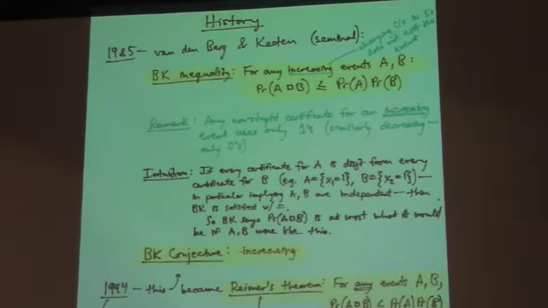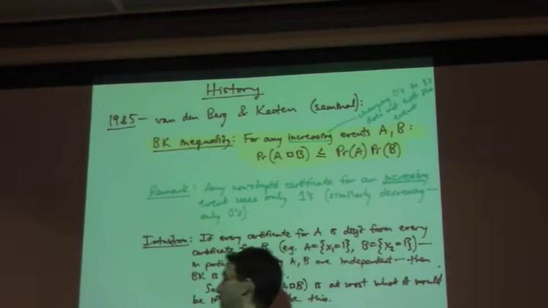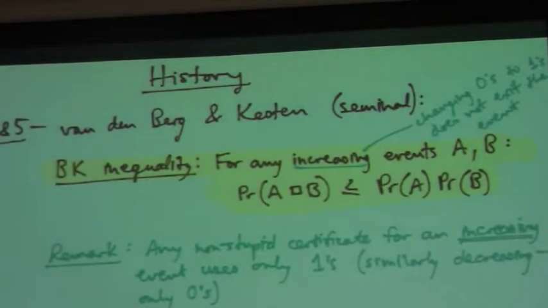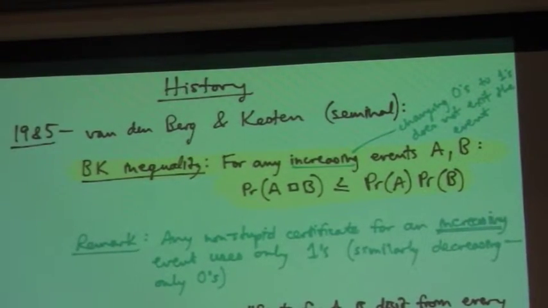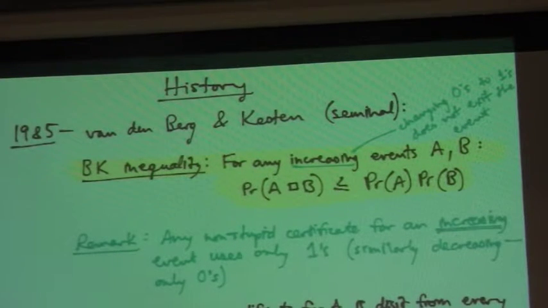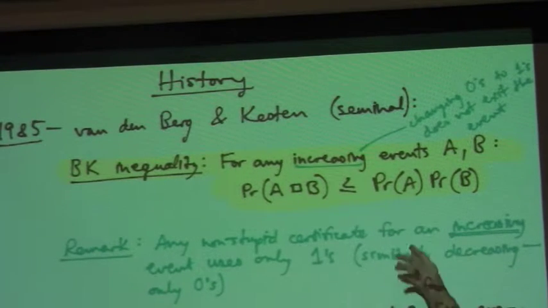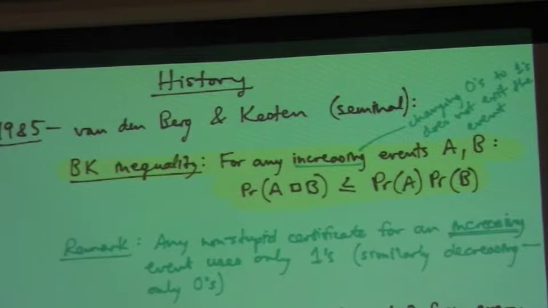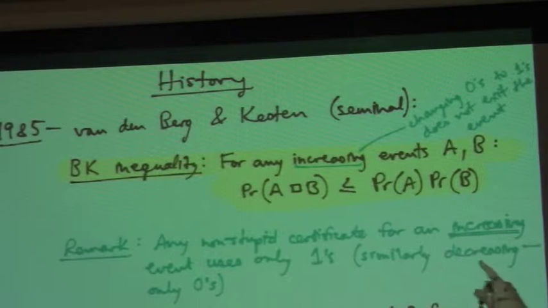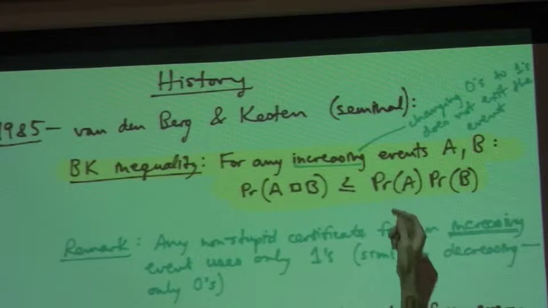Okay, so the history here. In 1985, van den Berg and Kesten, in a seminal paper, introduced the idea of disjoint occurrence of events and proved what's now called the BK inequality. If you have two events, A and B, and they're increasing in the space, which means that changing some zeros to ones never exits the event, then the probability that they occur disjointly is at most the product of the probabilities.